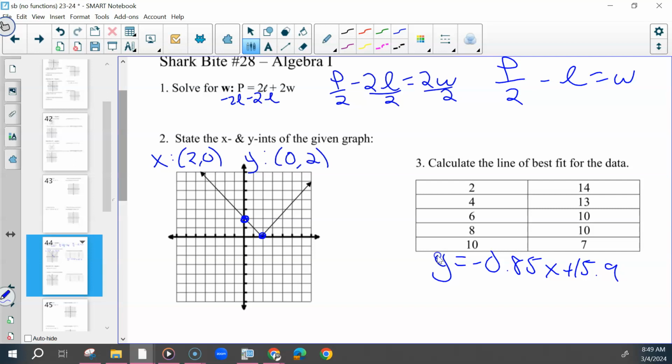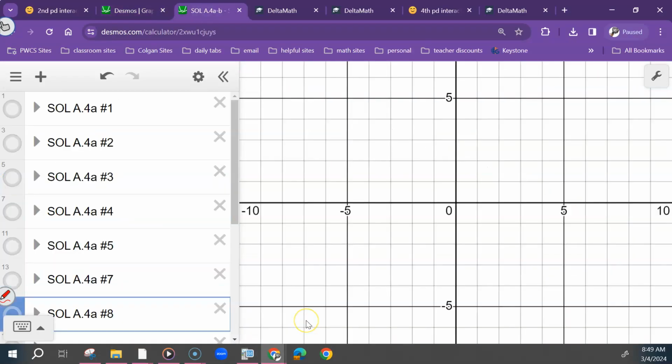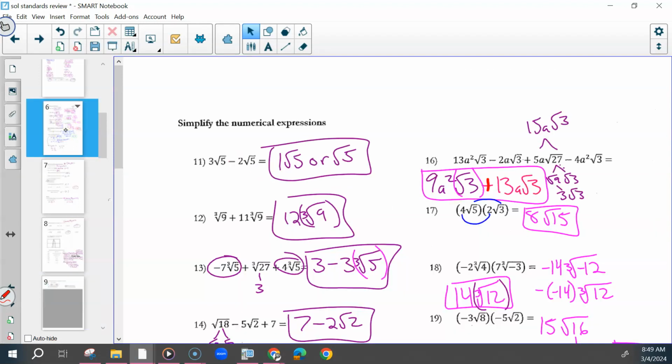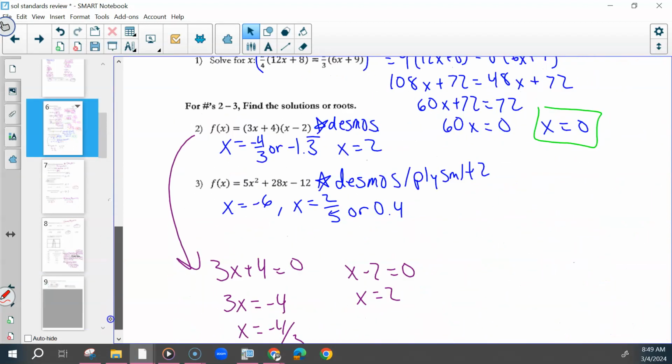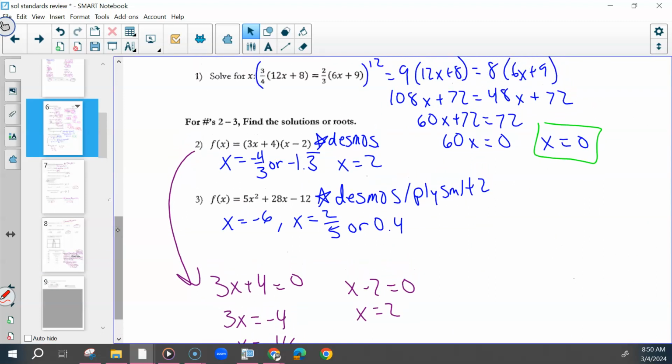So then we're going to go through the SOL A4A and B. I have some work up there, and then I just start doing everything in Desmos. All of these problems, except for 1, 2, could be done in Desmos. So if you were at home not knowing what to do, you should have tried to put this into Desmos. I will come back to that. So just write down the answers. Don't worry about the work right now.